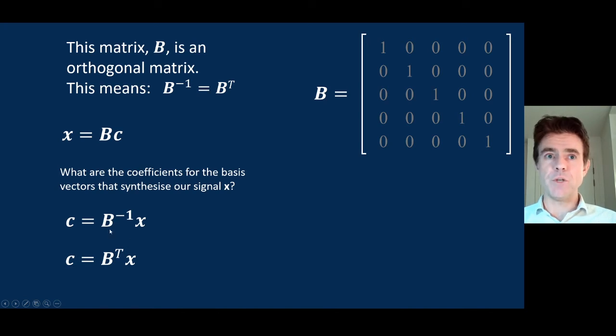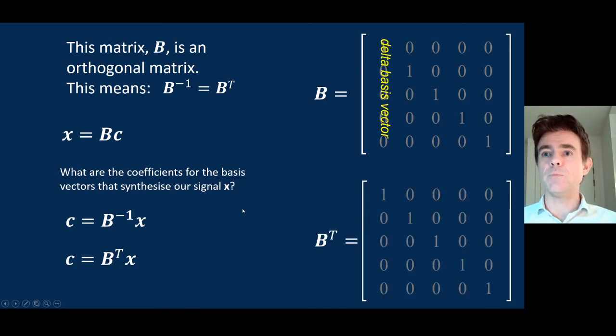And because the matrix B is orthogonal, then we have the luxury of being able to find the inverse just by the transpose. Now the transpose means you just interchange the rows and columns of the matrix. So really very, very simple to find. So let's take a look at that.